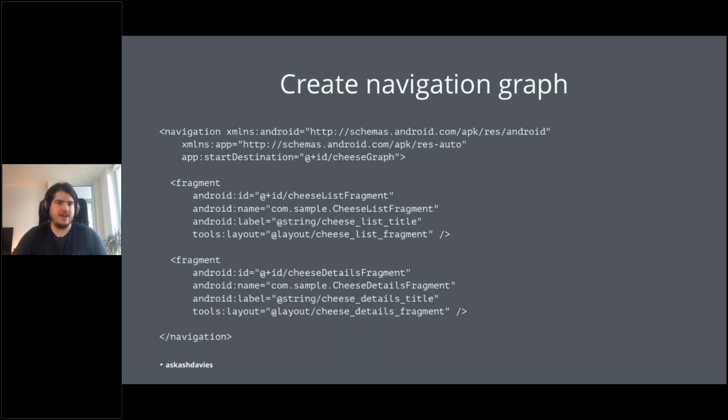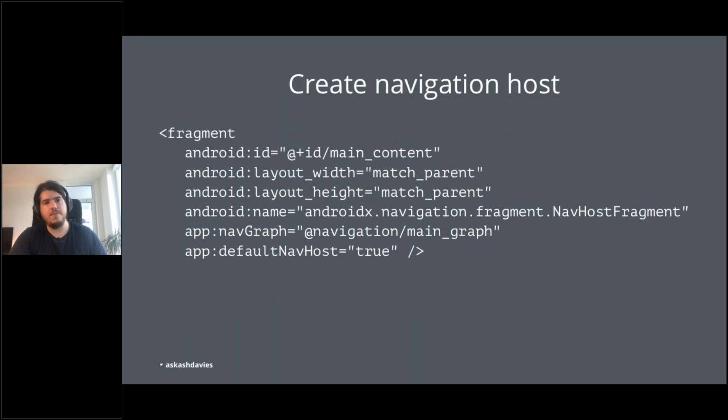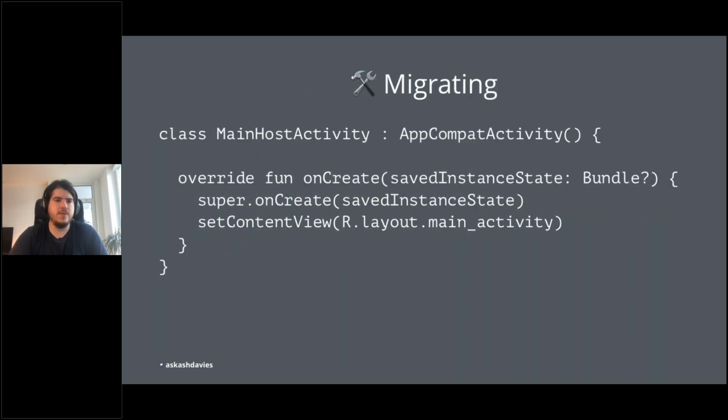And your navigation graph might look like this. You have these two destinations, cheese list fragment and cheese detail fragment. You'll want to create your navigation host, specifying that the nav graph is this resource and that it is indeed the default nav host. The nice thing about this is when you specify the nav graph and default nav host, again, noting that we shouldn't be using a lowercase fragment here, we should be using fragment container view, you won't have to do anything in your activity. So your activity becomes this really simple, dumb activity with just one layout.